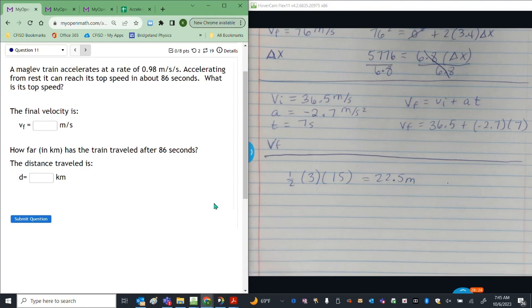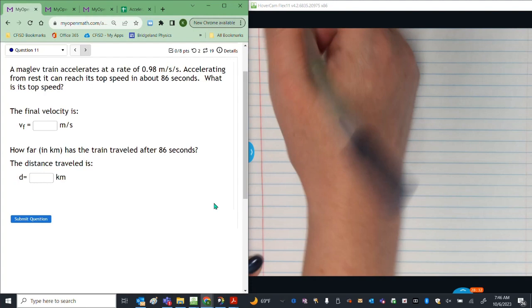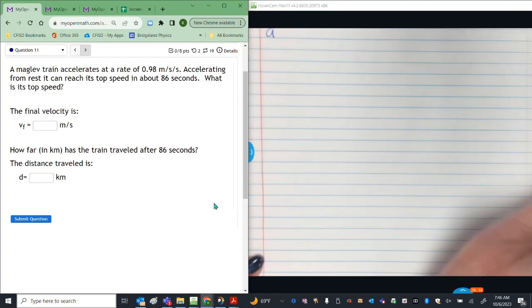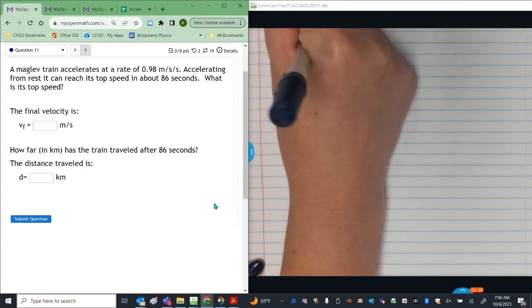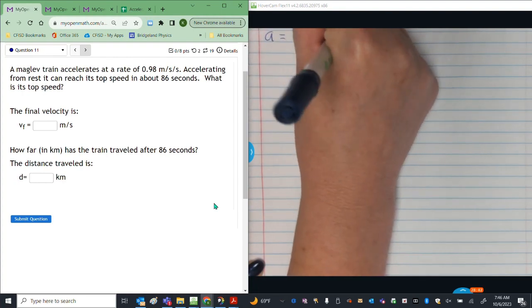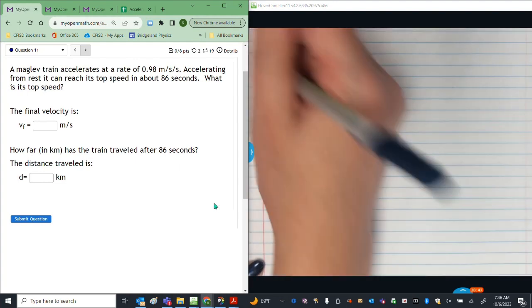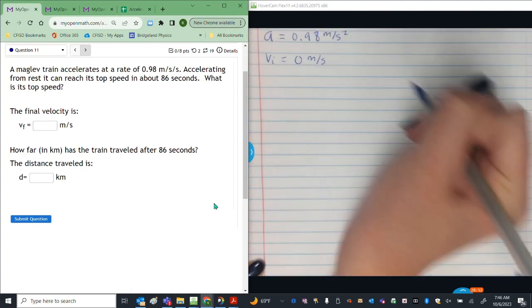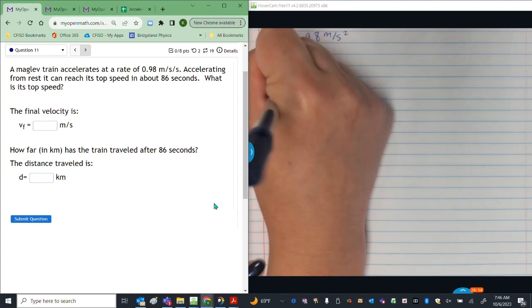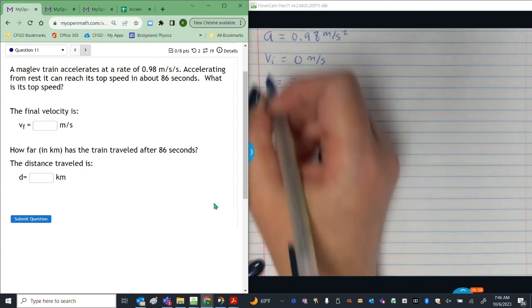Okay, so let's go ahead and take a look at this problem. I've got some information given to me in the question. I know the acceleration is 0.98 meters per second squared. I know that if it accelerates from rest, so they've put that in there, my initial velocity is going to be 0. And the time is going to be 86 seconds. So I know from that information how to find final velocity.